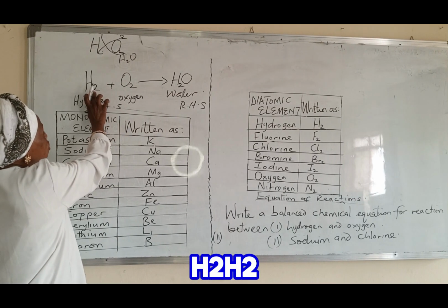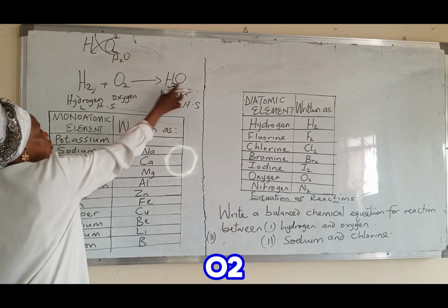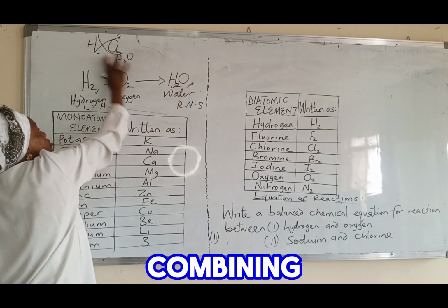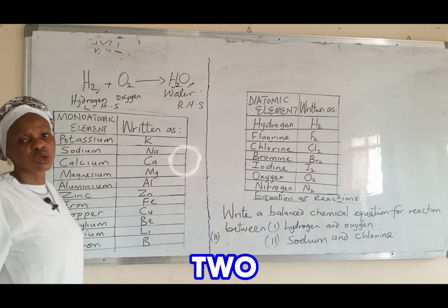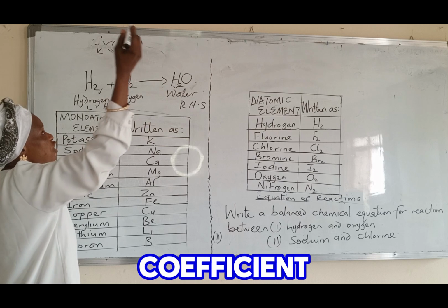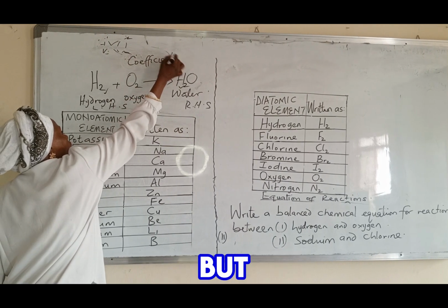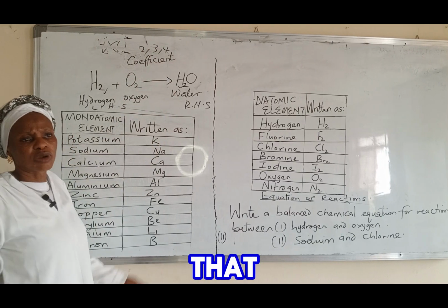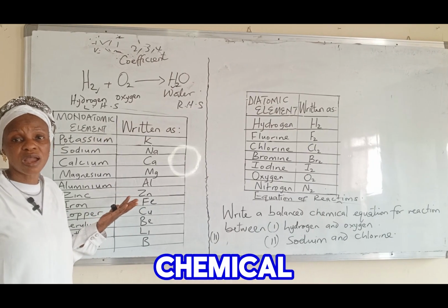So H2, H2, very good. Then O2, it is only one oxygen here. There's no 2 here because of the combining power that they will usually use to form the compound between the two elements. So we now have 1. So automatically you must use a coefficient. We have what we call coefficient. Coefficient is nothing but any number, maybe 2, 3, 4, any whole number that you can just quickly choose and believe that will serve the purpose of balancing your chemical equation.